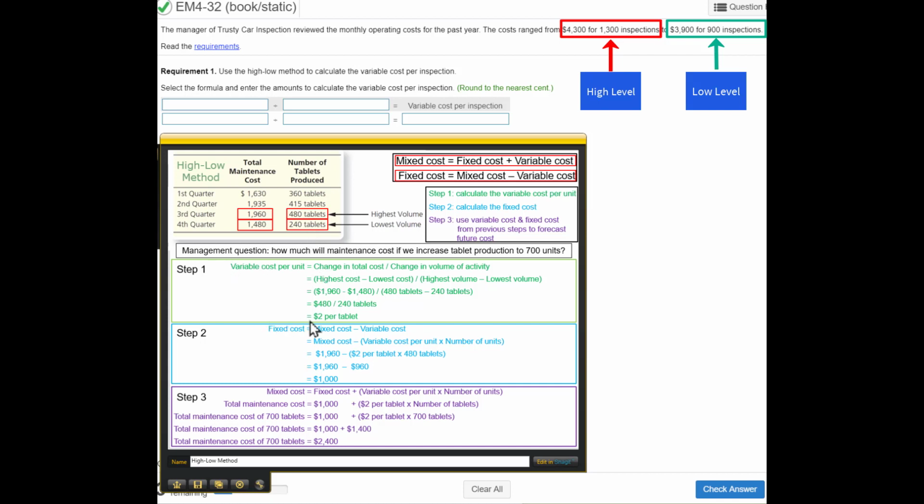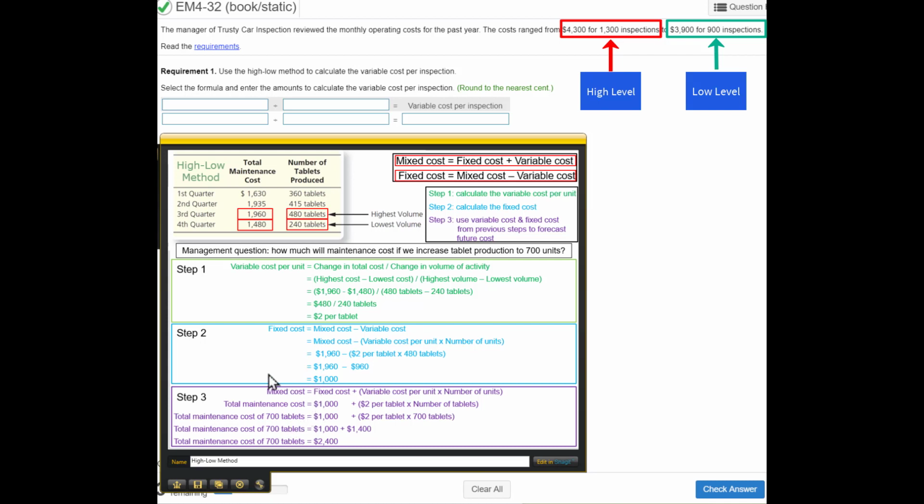We calculated that the cost per tablet was $2 per tablet. So what that means is that for every tablet they produce, there's $2 of variable cost that contributed towards the maintenance cost. And then in step two, we found out that the fixed cost was $1,000. So no matter how many tablets we produced, there was $1,000 of fixed costs.